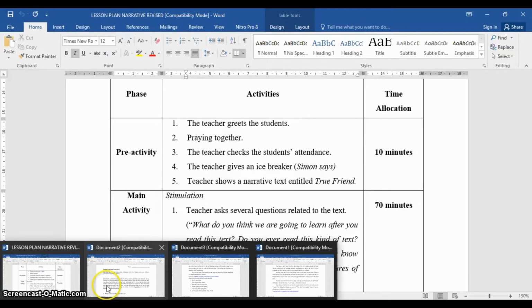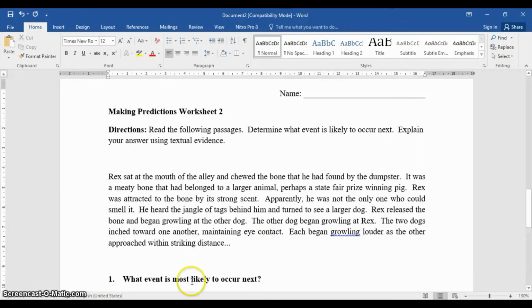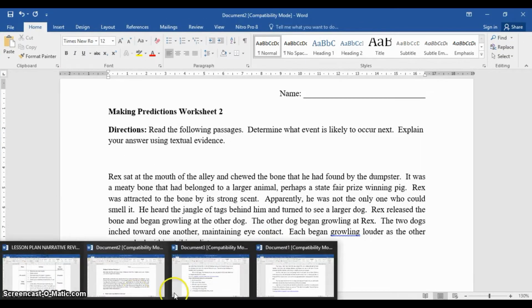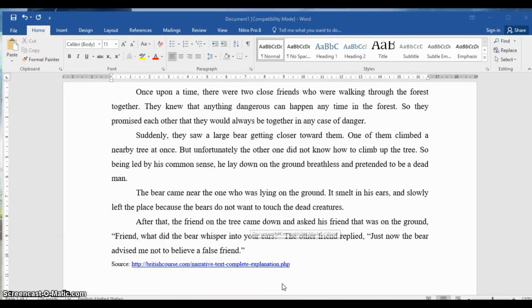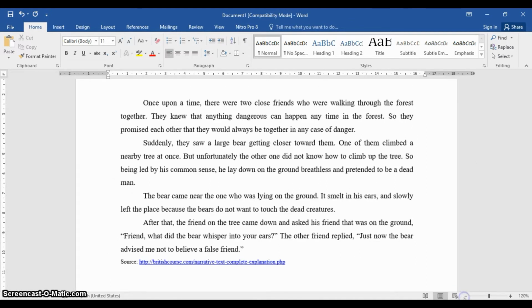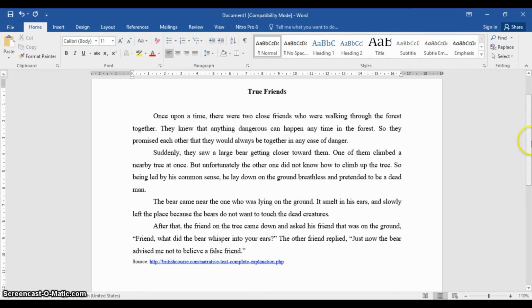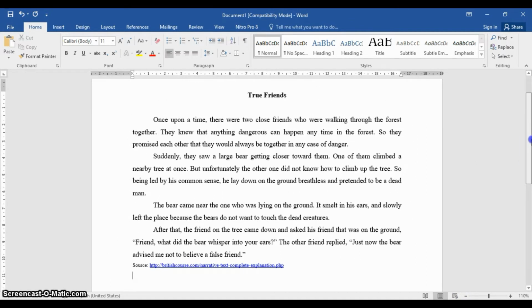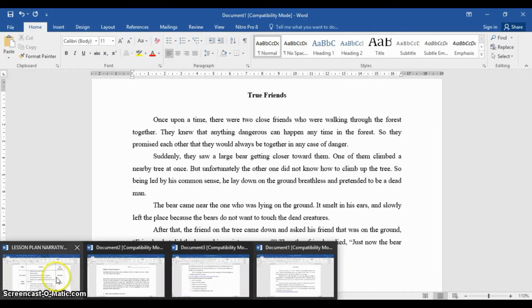And here is the text. Okay, I will continue.